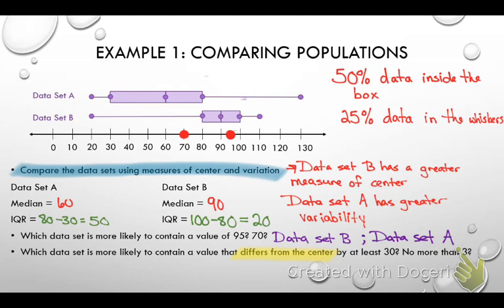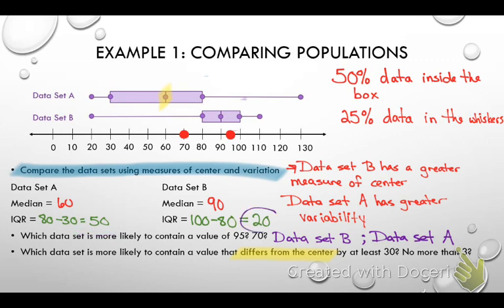So which data set, now we're looking at the IQR. Which data set is more likely to contain a value that differs from center by at least 30? Okay, so my center, let's look at data set A, is 60. If I go 30 to the right, I'm outside the box. But what happens if I go 30 to the left? I'm technically still inside the box, and based on the IQR value here, it's 50.